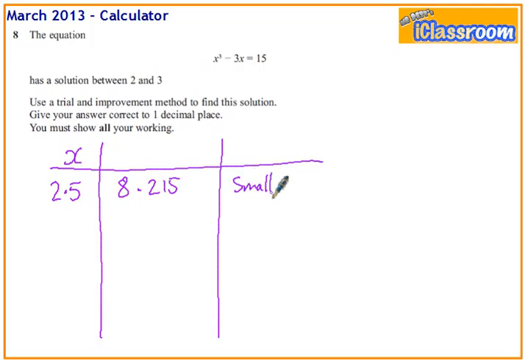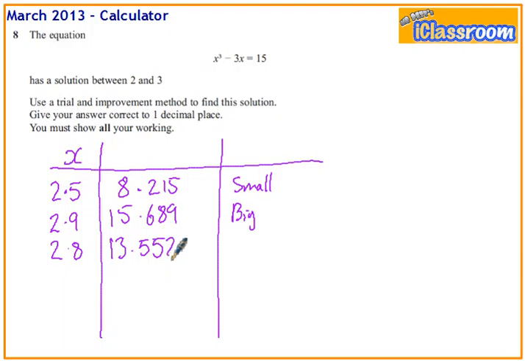So I think, right, I need a bigger number, so let's try 2.9. Well, if I put in 2.9 cubed and take away 3 lots of 2.9, I get 15.689, which I was only looking for 15, that's too big. So I must try one smaller. And so on, I put in 2.8 cubed minus 3 times 2.8, and I get 13.552, which is too small. Now I have one answer that's too big, and the next one which is too small, and the difference between these is only 0.1.